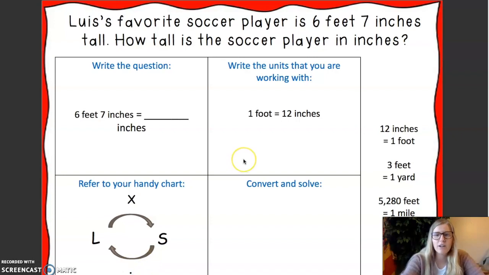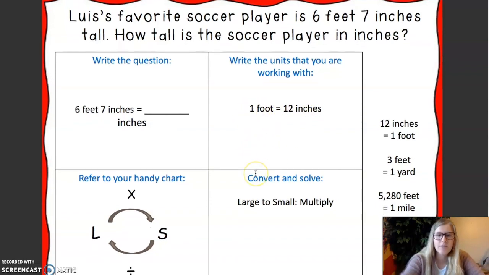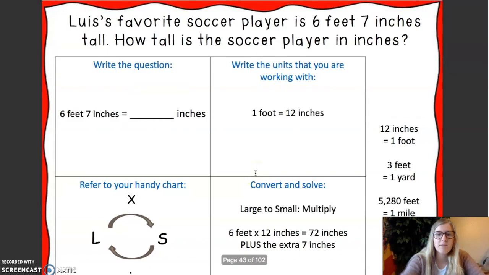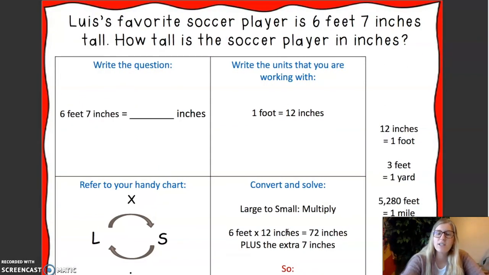Okay, now we're going to convert and solve. Since I'm going large to small, I multiply. I'm going large to small because foot is larger than an inch, okay? So I'm going to go 6 times 12 for my 12 inches in each of those 6 feet equals 72 inches. Then I have to add on that 7 inches that I already had, plus the extra 7 inches. So 6 feet 7 inches equals 79 inches. The favorite soccer player is 79 inches tall.